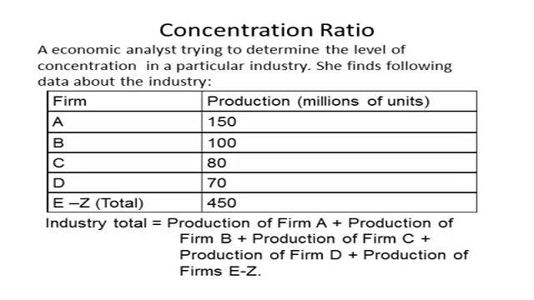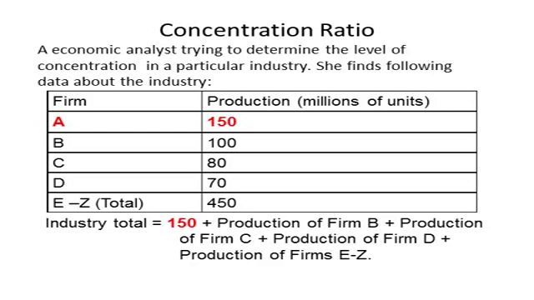The first step is to find the industry total. We do this by summing the production of firm A plus the production of firm B plus the production of firm C plus the production of firm D plus the production of firms E through Z.